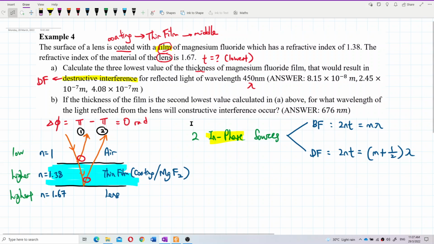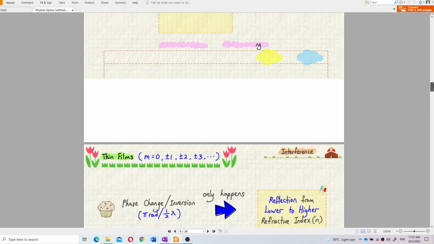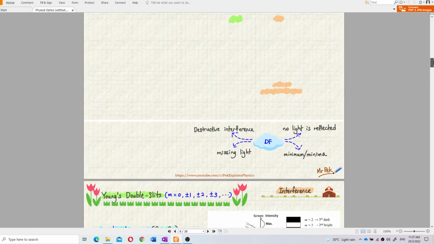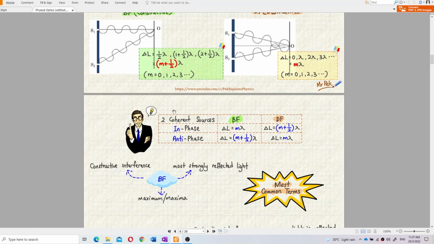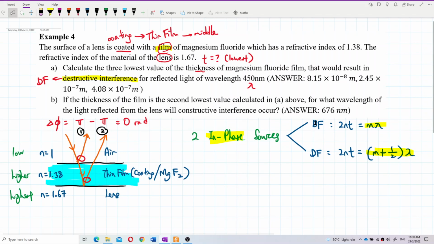So in phase source, bright fringe uses m lambda, dark fringe uses m plus half lambda, like what I said about this one. If anti-phase, then they interchange. If anti-phase, then the bright fringe is m plus half lambda, dark fringe is m lambda. Understand? Now in phase source, bright fringe uses m lambda, dark fringe uses m plus half lambda.